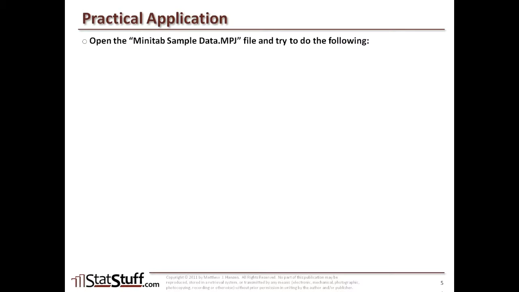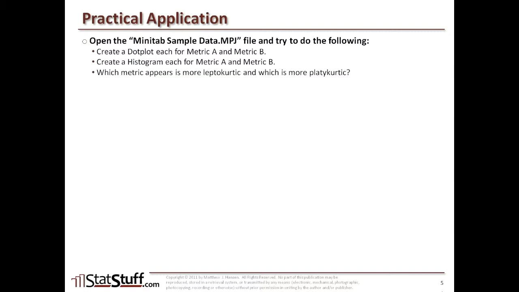All right, before we close this lesson, let's discuss how we can apply some of these concepts in a practical way. If you have Minitab, what I'd like you to do is to open up the Minitab sample data file that's been provided on the StatStuff website. And using that data file as a source, try to first create a dot plot using metric A and metric B in the data. Also then try to create a histogram for metric A as well as for metric B. And then also I'd like you to ask yourself which of those metrics appear to be more leptokurtic and which one appears to be platykurtic in its distribution.